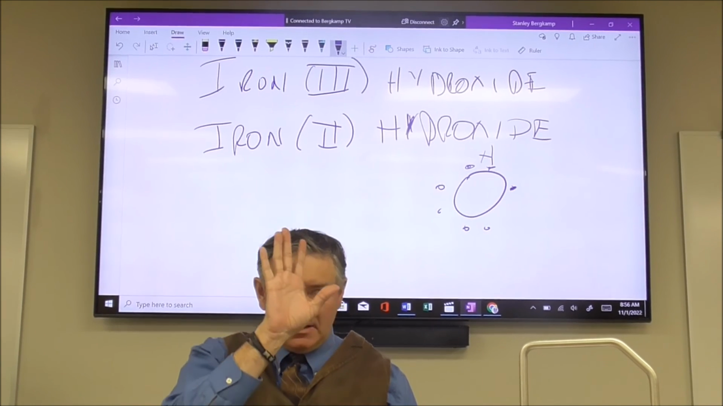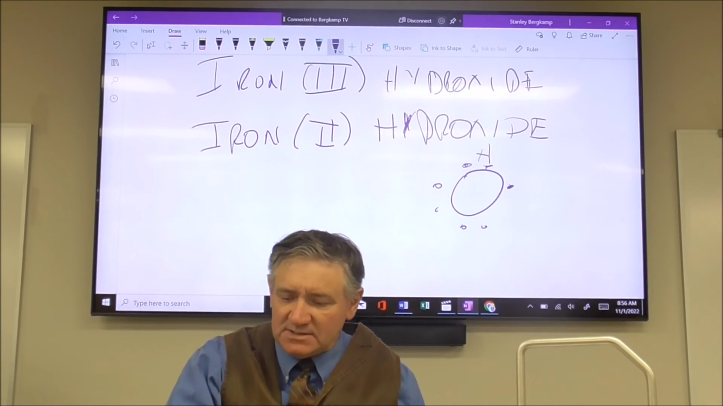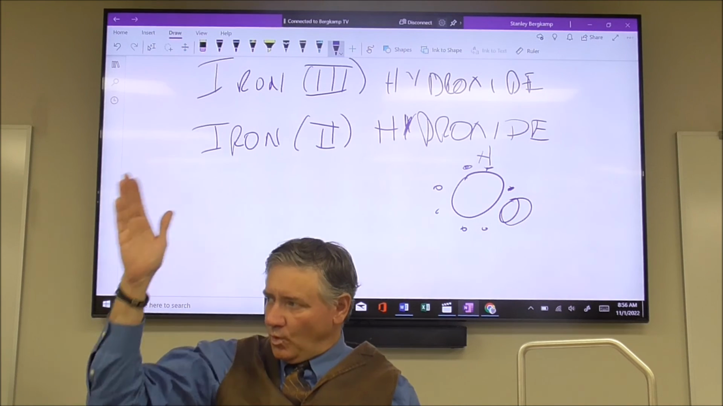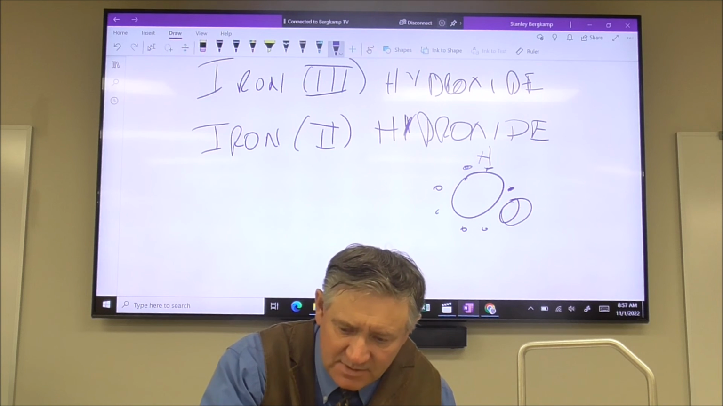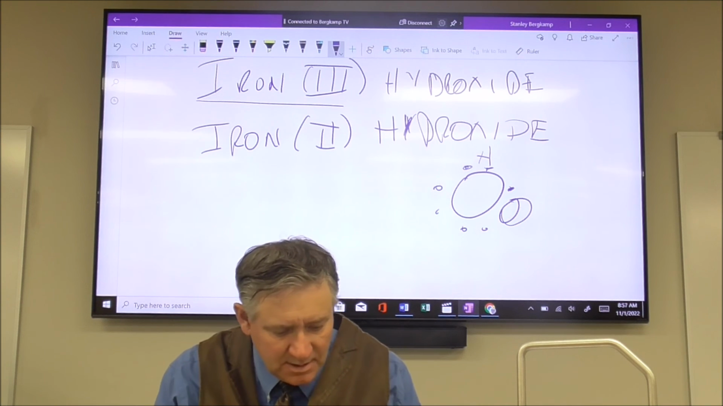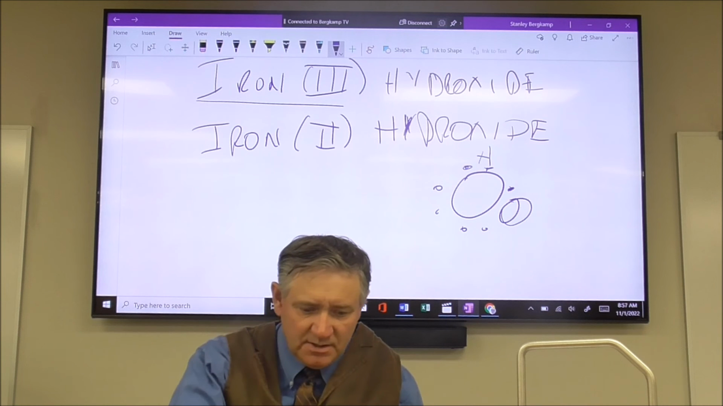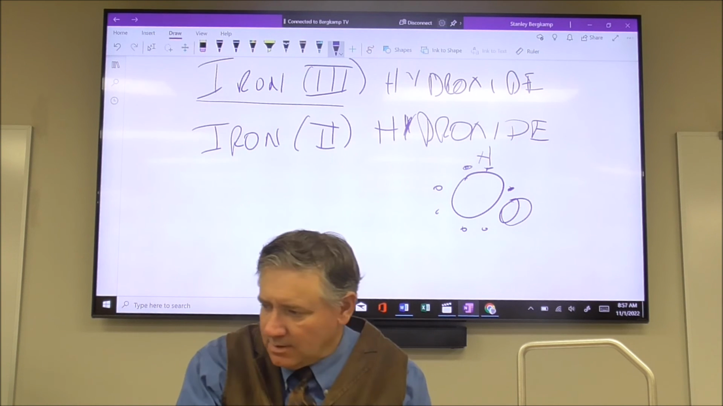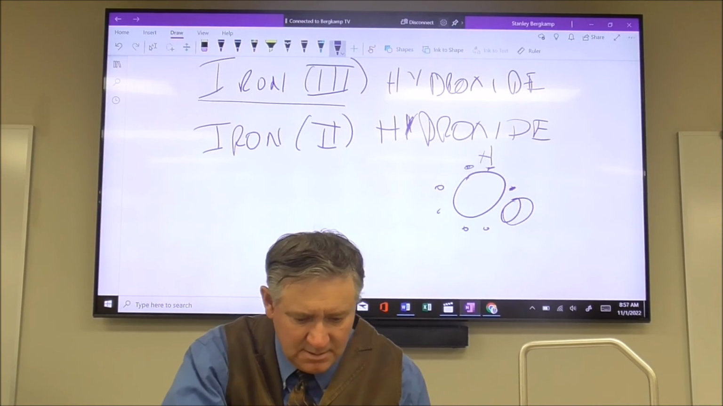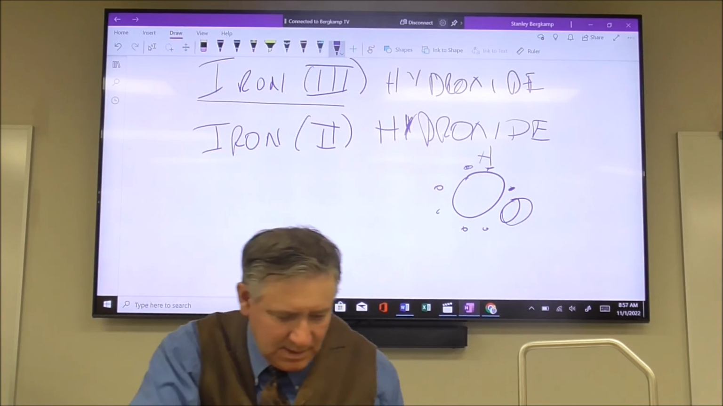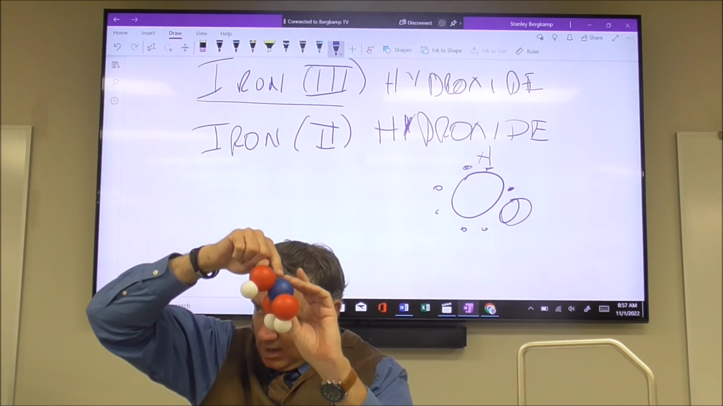So the OH group has an oxygen, which has 6 electrons. It has a hydrogen, which gives 1, which means this has a gap of 1. So it's going to need 1 more electron to fill this out. Here's the difference. If you have iron 3 hydroxide, that's a situation where you have something like this. This has 3 different bonding areas. So basically, you put one here, another one like this, and another one like this. Here's that central iron.